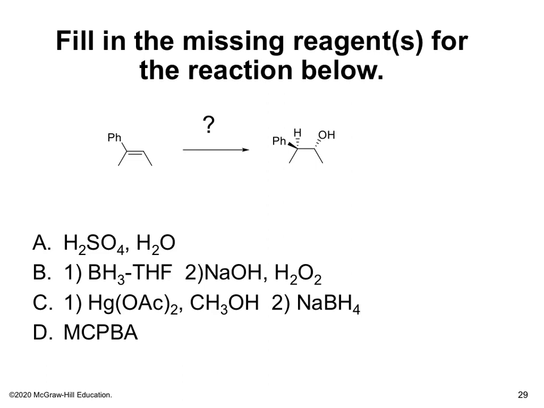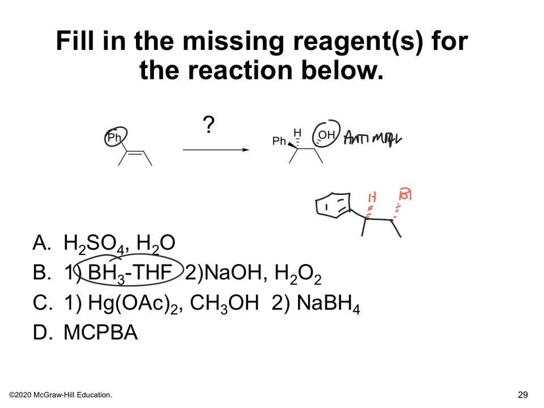Okay, fill in the missing reagent. So we have the phenyl here, and when you get the phenyl, you need to draw it out. This is the anti-Markovnikov product, so you want to see that. So this needs to react with BH, so this is going to be H and BH2. That's number one. And then number two, you replace it with the OH. So this gets replaced with the OH. So the answer is B.